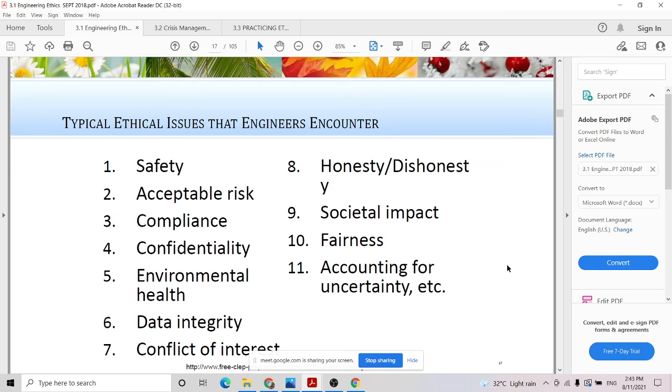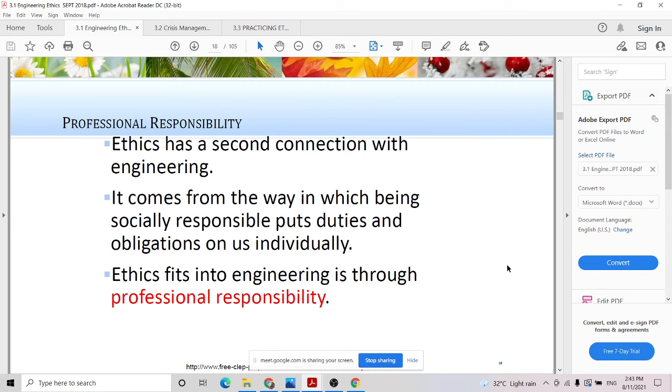Ethics has a second connection with engineering. It feeds through professional responsibility. Not only your responsibility towards your family, it's also your responsibility towards society. Because what you do, what you decide, your construction, your design, will involve society. Any other individual will use your design, so it involves society. So that is very crucial.